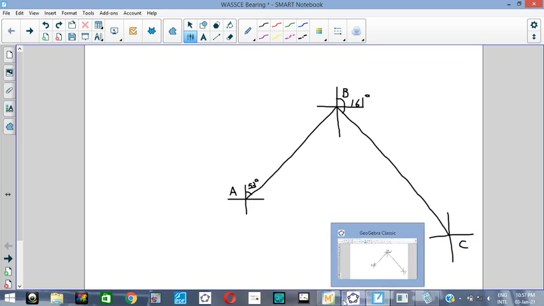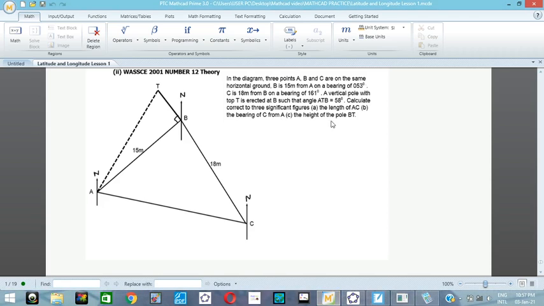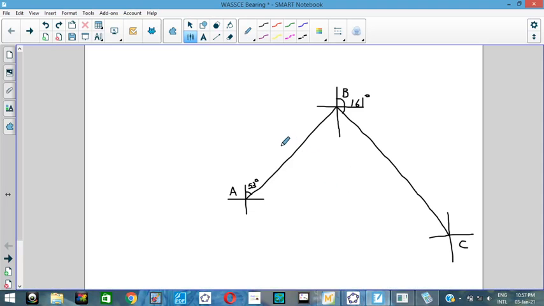Let's go back to the question to see what it says. So that is all with that. Then the next thing is the lengths that are given. So B to A is 15 meter. Then B to C is 18 meter. So we have 15 and 18 meter. So this place is 15 meter. Then this place is 18 meter. So you take note of that.